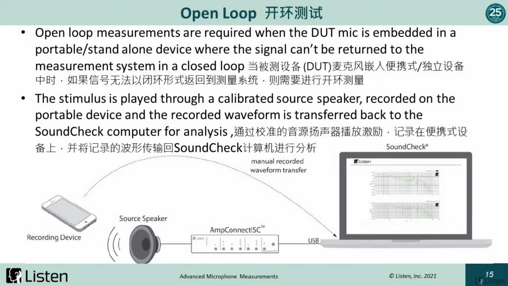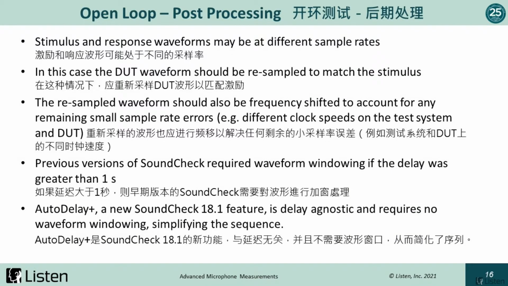Now, in order to do open loop testing, there's a number of post-processing steps required. Because the stimulus and the response waveforms may be at different sample rates, and that's actually the case in this particular measurement here. The tablet's going to be recording at 48K, and the amp connect is operating at 44.1K. So what's going to be required here is that the waveform that's coming in from the DUT should be resampled to match the stimulus.